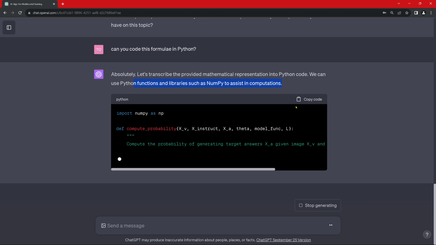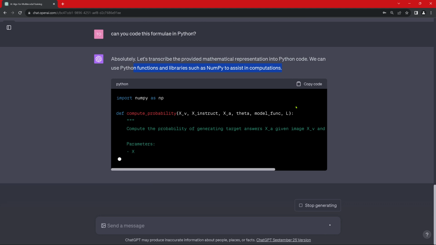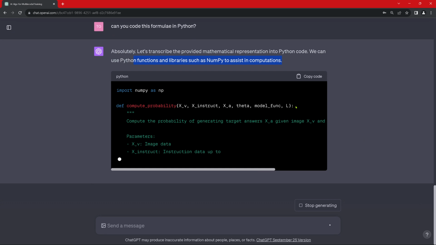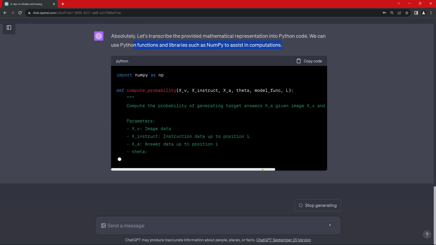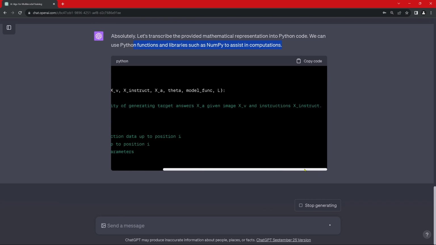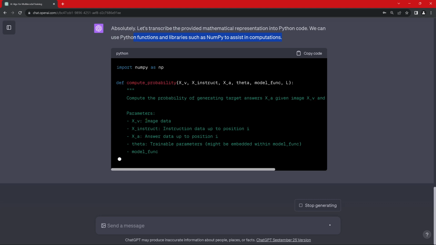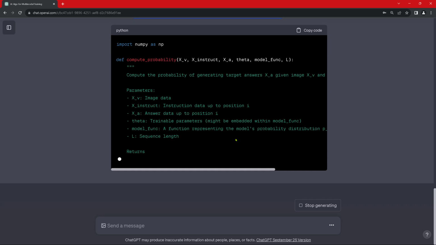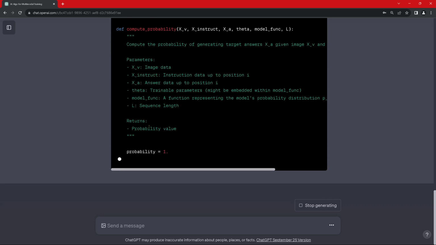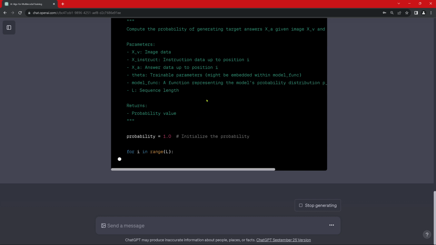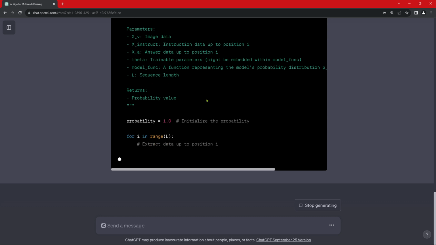Unbelievable. It really gives me here the Python code for this. Compute probability of generating target answer XA. It gives you even the label in the correct way. An instruction, X instruct. It gives me all the parameters: image data, instruction data up to position i, answer data up to i. Theta, trainable parameters, the model function representing the probability distribution, sequence length, and it returns the probability value. Initialize our values for i in range, yeah.